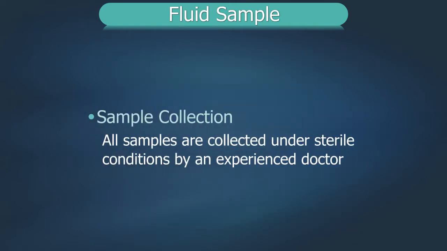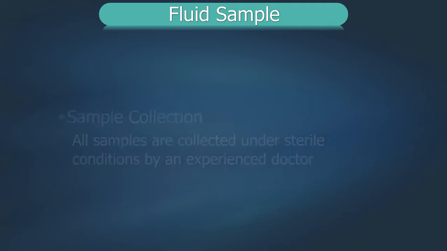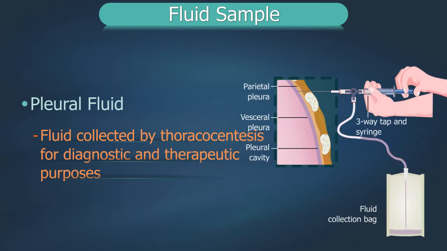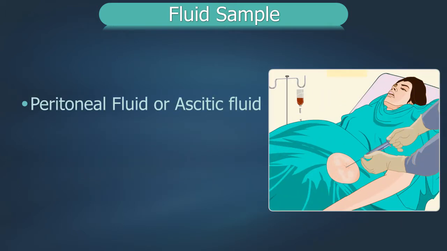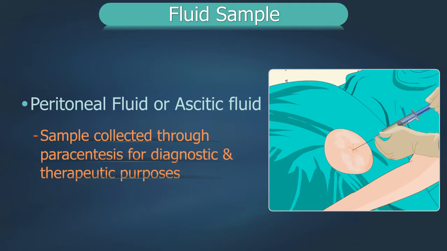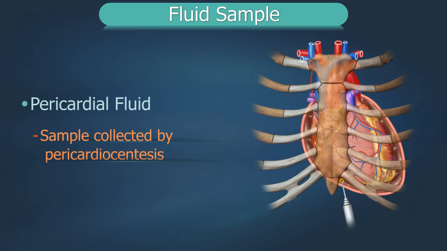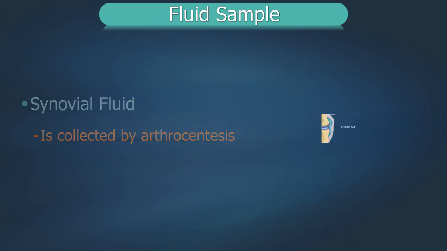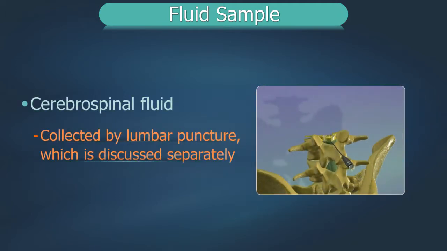Sample collection. All samples are collected under sterile conditions by an experienced doctor. Pleural fluid is collected by thoracocentesis for diagnostic and therapeutic purposes. Peritoneal fluid or ascitic fluid is collected through paracentesis for diagnostic and therapeutic purposes. Pericardial fluid samples are collected by pericardiocentesis. Synovial fluid is collected by arthrocentesis. Cerebrospinal fluid is collected by lumbar puncture, which is discussed separately.